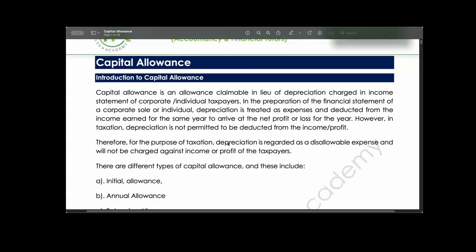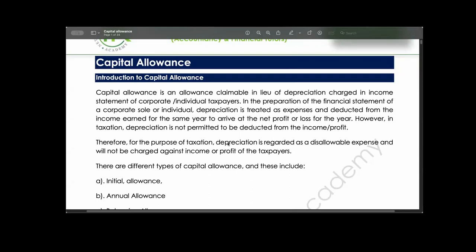Good evening, everybody. Today we're going to continue from where we stopped in our last class. In our last class, we stopped at capital allowance. And you remember, I told you that capital allowance is the allowance granted to a taxpayer in lieu of depreciation. That is, instead of charging depreciation, capital allowance will be granted to a taxpayer.